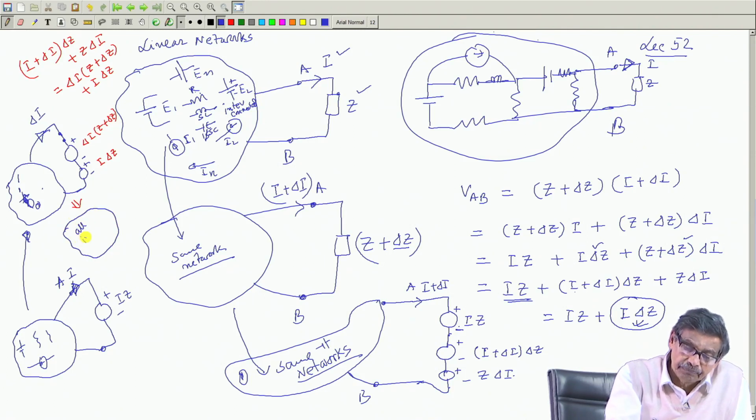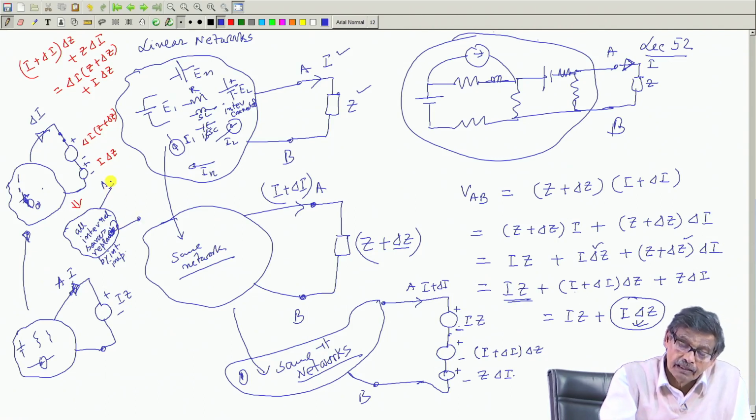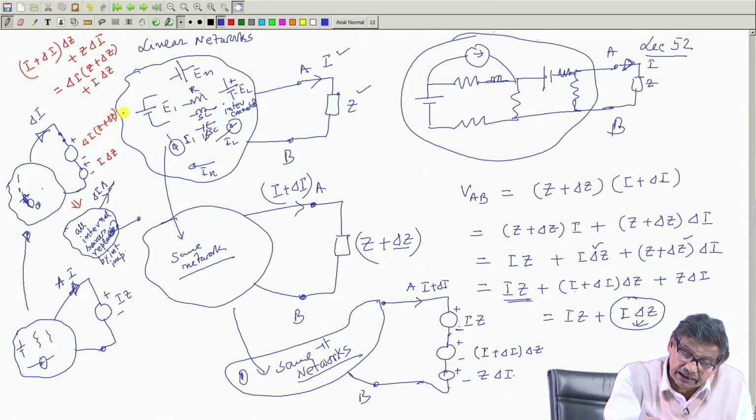All internal sources replaced by their internal impedances, and these are the 2 points A and B, where this current is delta I and this drop is delta I into Z plus delta Z.